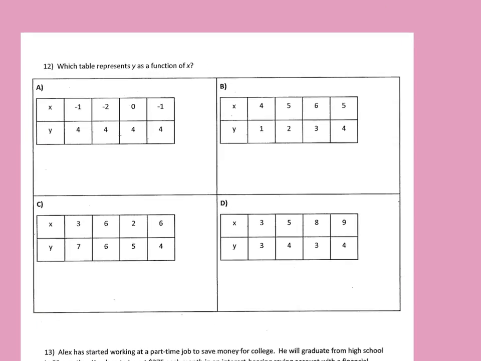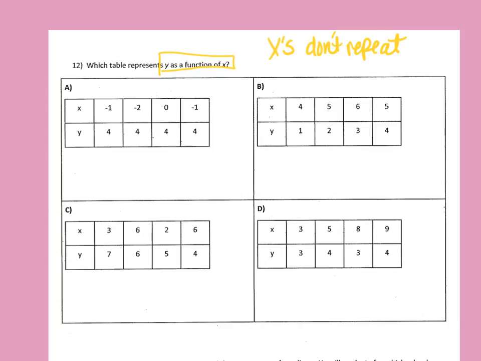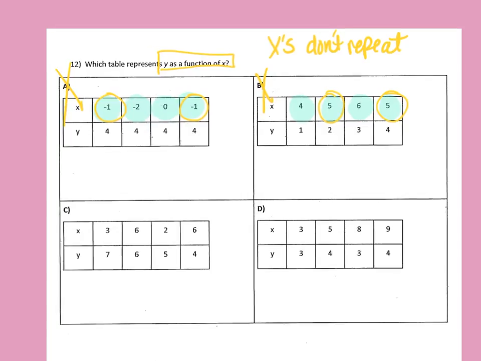Number 12, same thing. We're looking for which table represents y as a function of x. So we're looking for a table where the x's don't repeat. So on A, I've got -1, -2, 0, -1. So I've got 2 -1s, so it can't be a function on A. And then on B, I've got 4, 5, 6, and 5. So again, I've got a repeating number, 5 repeats, so it can't be B.